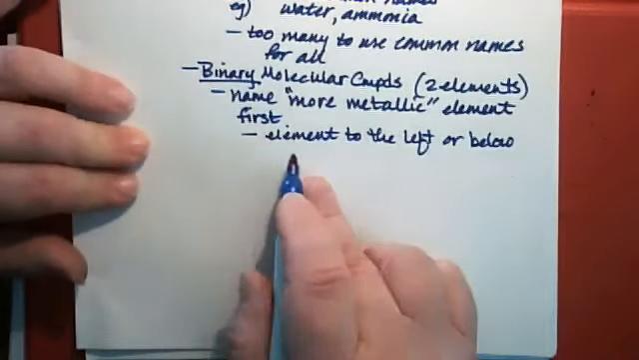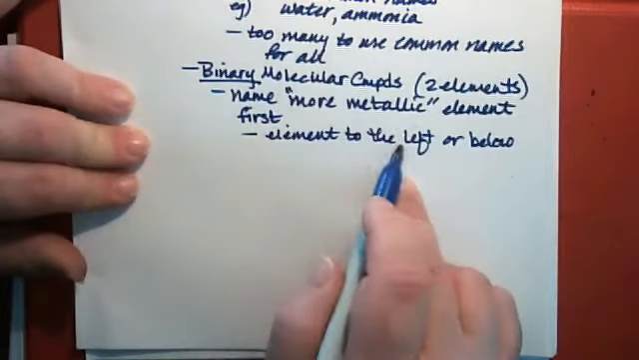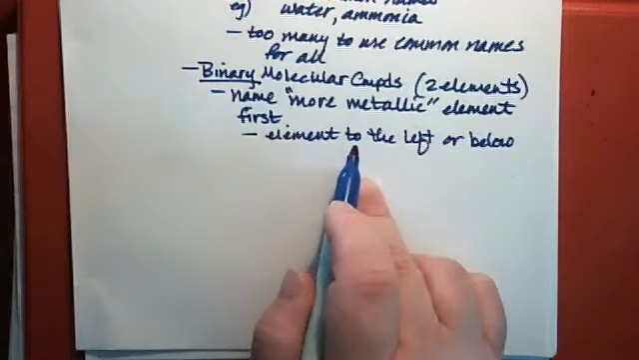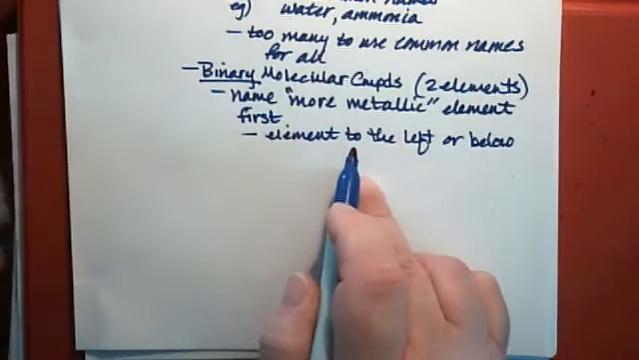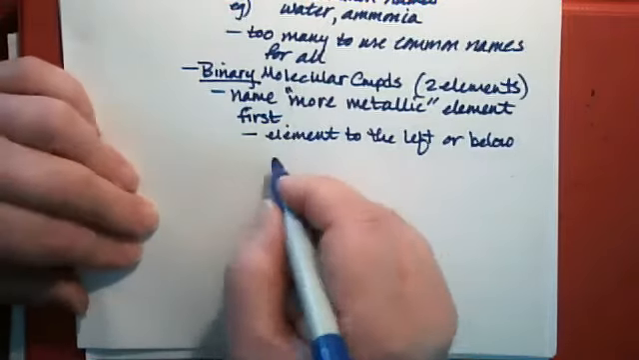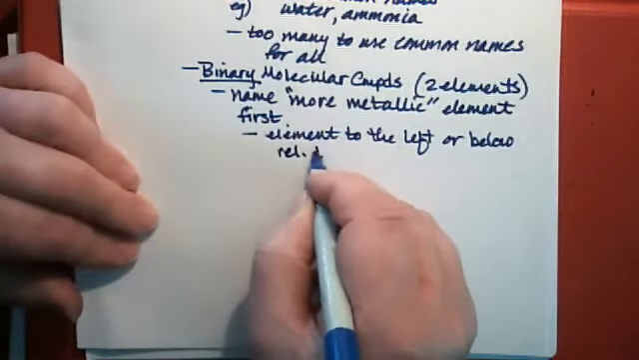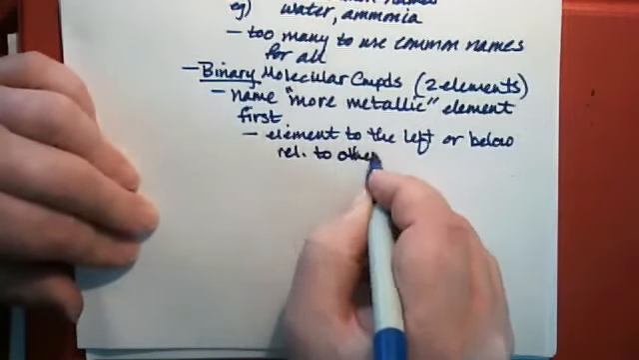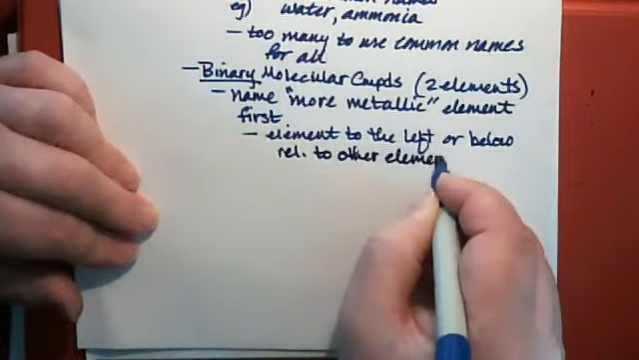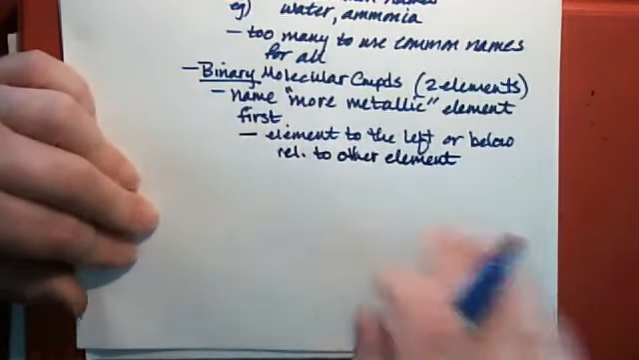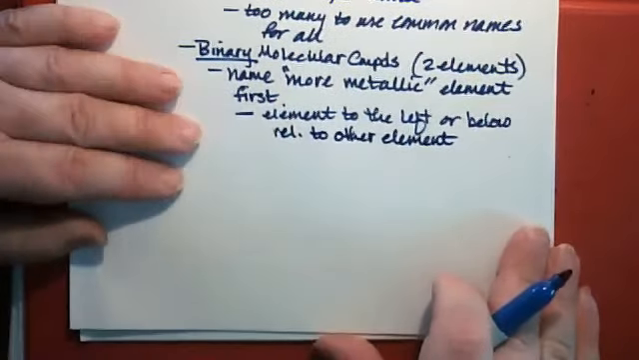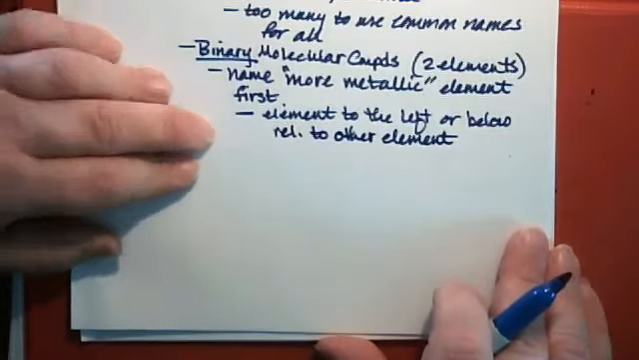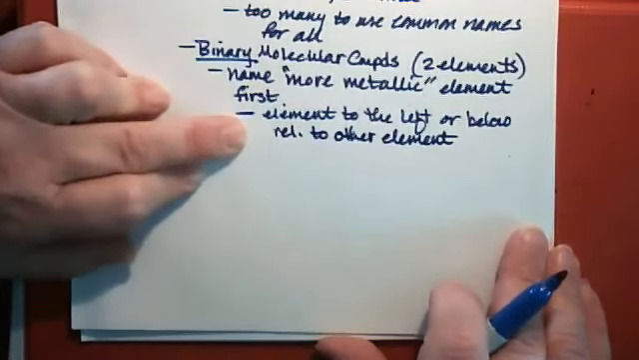So the general trend is that the more metallic element is whichever one is to the left or below relative to the other element in the compound. So normally that would be the element that you would name first, and also the element that you would list first in the formula.